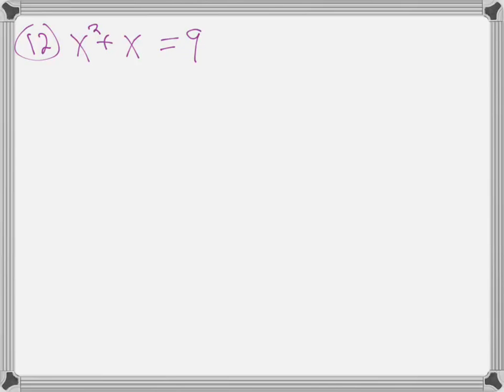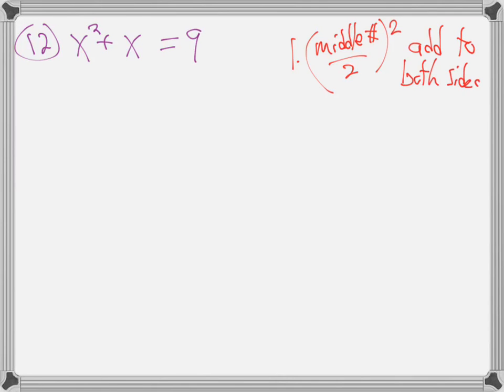Okay. So here we go again. Same process. So what are we supposed to do? Step 1. Middle number over 2 squared. Add to both sides, right? So what number is the middle number? Yeah. So you take the 1 over 2 squared. Now, you can't divide 1 by 2. What happens when you square it? 1/4, huh? Right? Square the 1, square the 2.